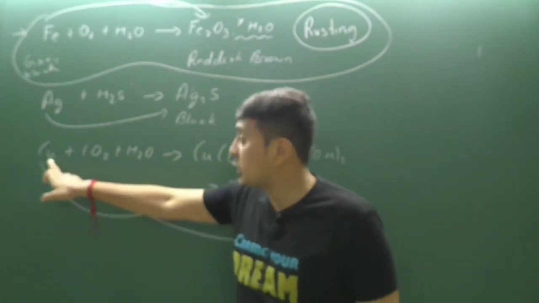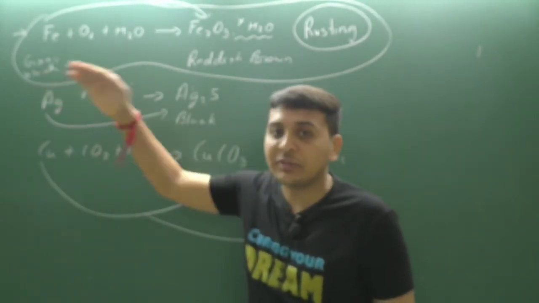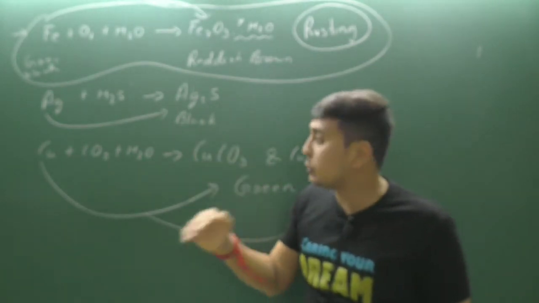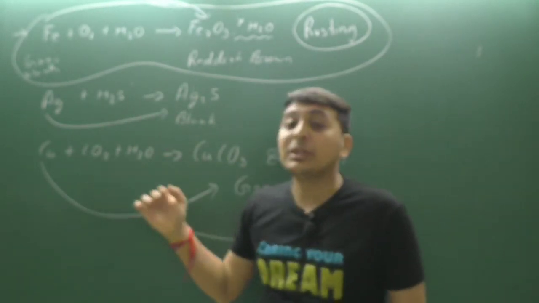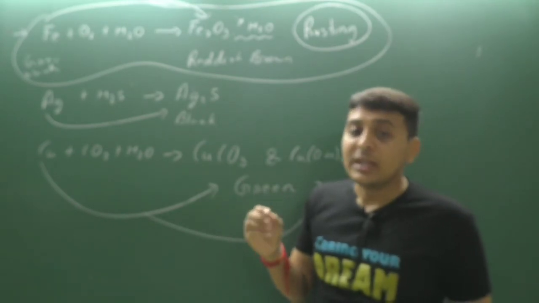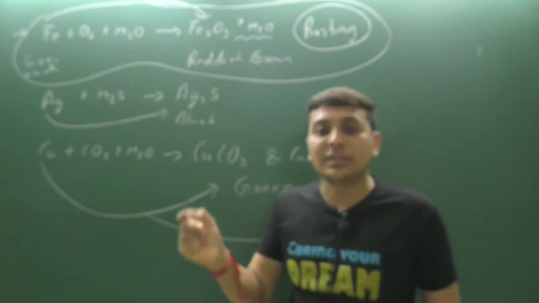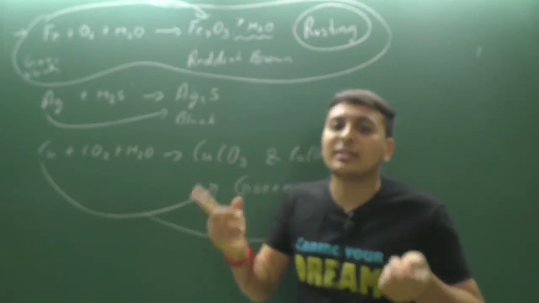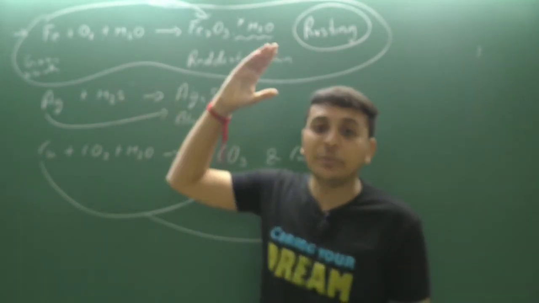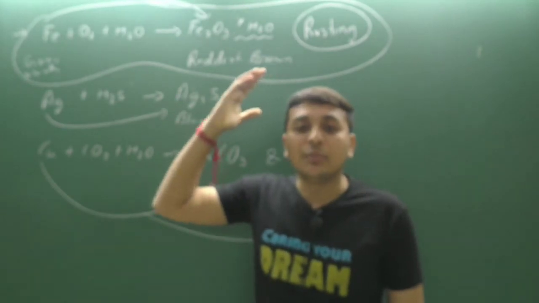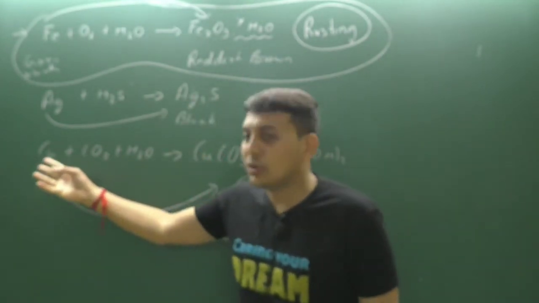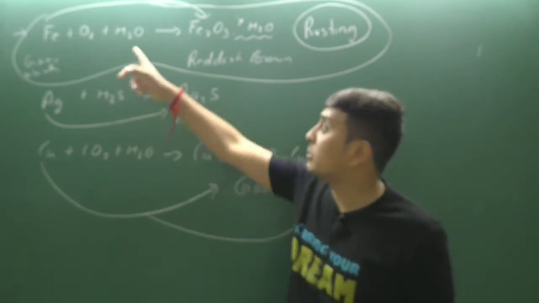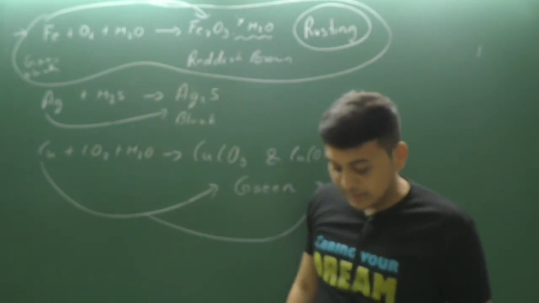Now third, copper. First point, copper is less reactive than iron, so it will react at a slow speed as compared to the iron. Second, carbon dioxide is also in lesser quantity. There is only 0.03% of carbon dioxide gas in the atmosphere. Oxygen is 20%, that is thousands of times more than the carbon dioxide. So copper is less reactive, and that is a slow process as compared to the corrosion of iron.